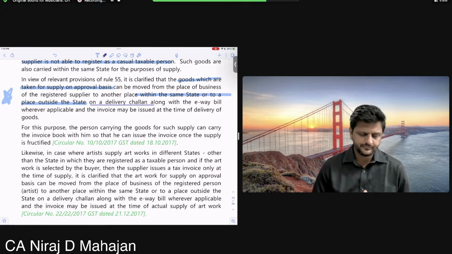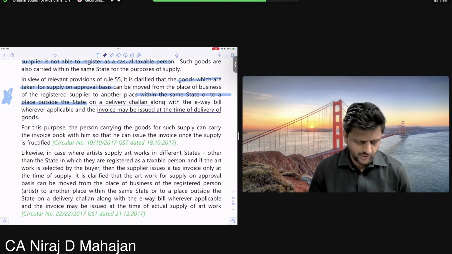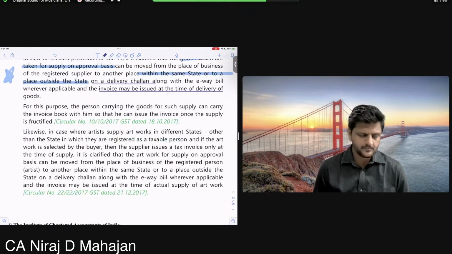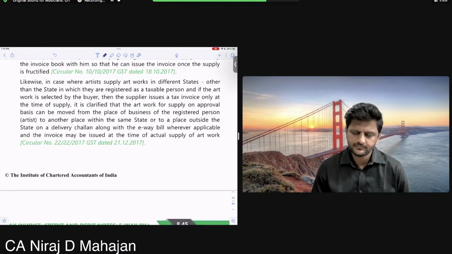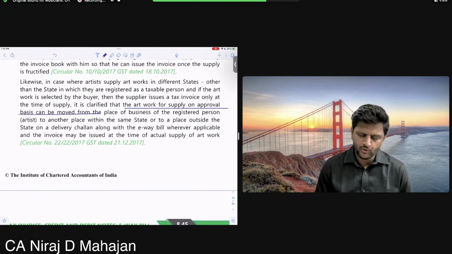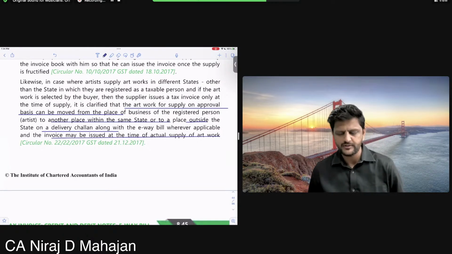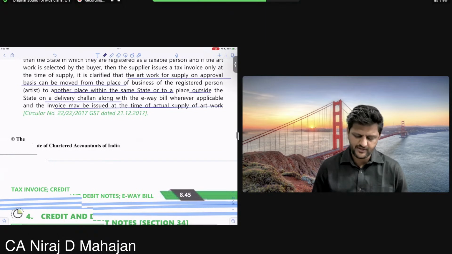On a delivery challan, and the invoice may be issued at the time of delivery, once obviously there is acceptance from the buyer. It is clarified that the artwork for supply on approval basis can be moved in the same state or even outside the state, again on delivery challan. Same thing. And the invoice may be issued at the time of actual supply of the artwork. Alright. So just a clarification is given.